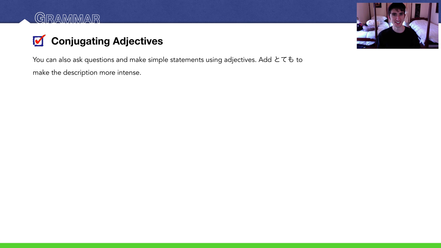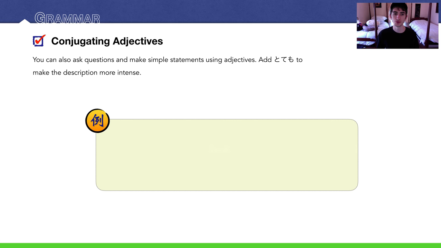Conjugating adjectives. Some of you might be thinking, conjugating adjectives? Isn't conjugating what verbs do? Well, yes, in English, but in Japanese you can conjugate adjectives as well. Before we get into that though, I want to talk a little bit about とても. This just means very. It emphasizes or intensifies whatever adjective you're going for.